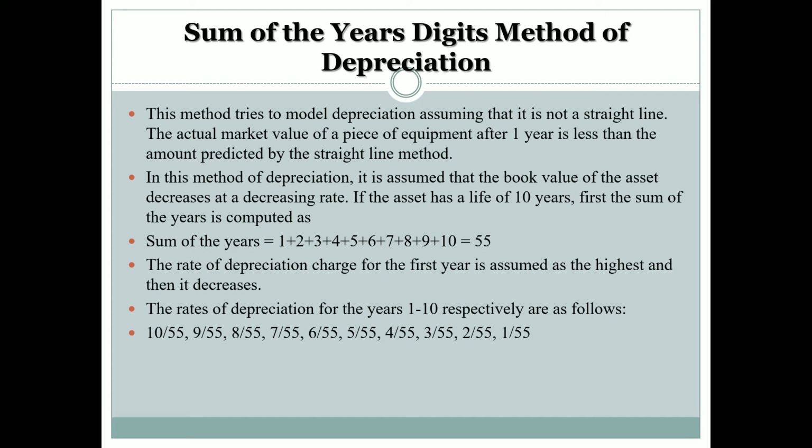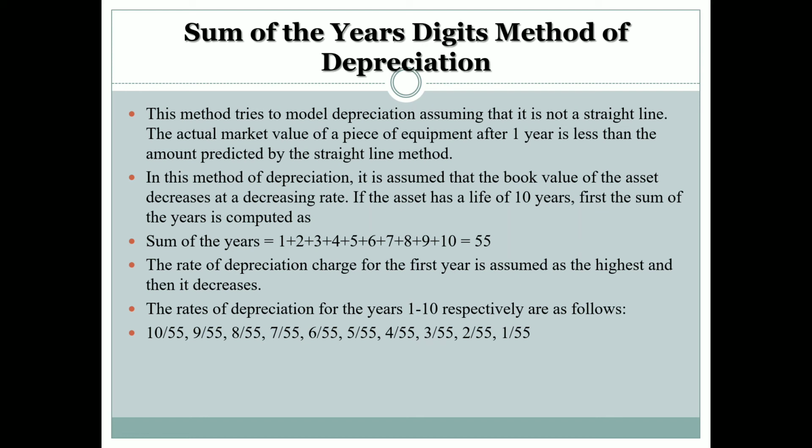So we'll move to the third method, that is the sum of the year's digits method of depreciation. This method tries to model depreciation assuming that it is not a straight line, whereas in the previous methods a constant amount is declined in the first method and a constant percentage is declined in the second method. So the graph we get is a straight line, whereas in the sum of the year's digits method it is not a straight line. The actual market value of the piece of equipment after 1 year is less than the amount predicted by the straight line method.